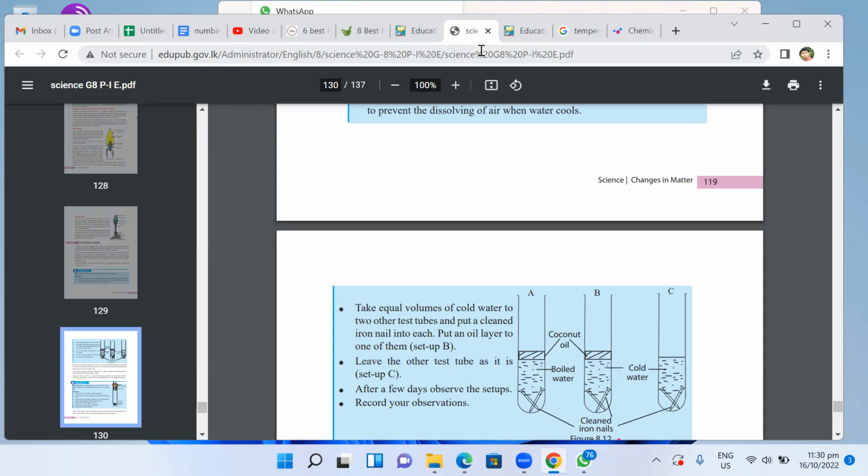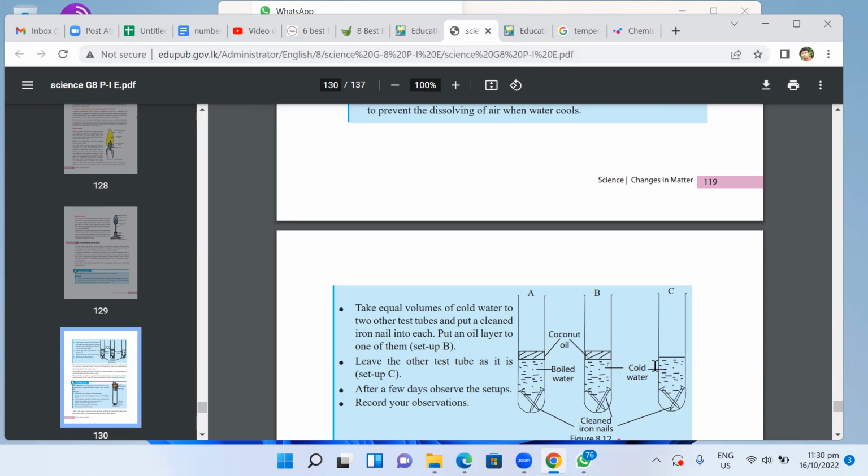A will rust. BC, which will get more rusting? C will not rust, sir. B will not. Okay, C will rust more, sir. Yes, in C you can see more rusting.